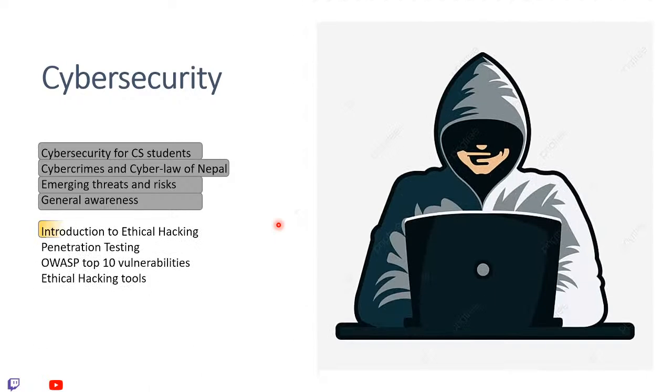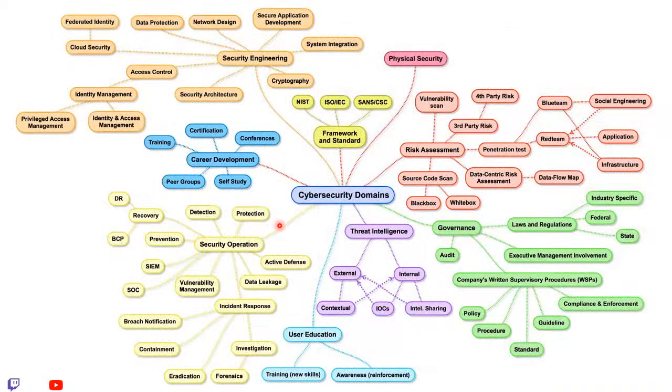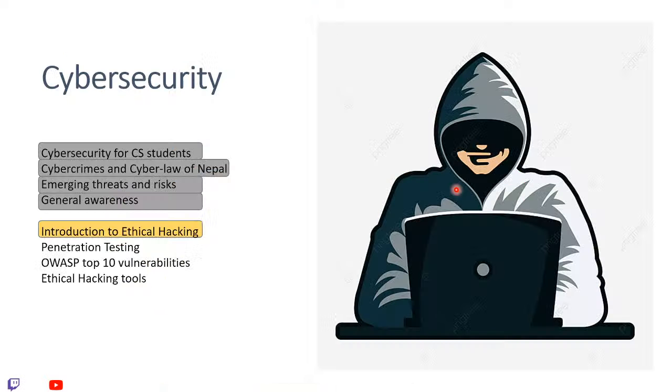Now introducing ethical hacking. Let's see this example. This is the cybersecurity domain, and it contains a lot of branches. Ethical hacking comes under the cybersecurity domain, alongside risk management, penetration, and others.